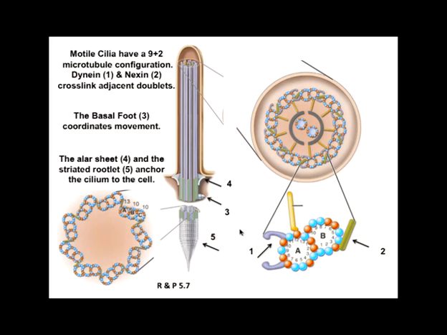Cilia are present in many regions of the body, particularly the respiratory tract, in the female reproductive tract, in the oviduct, and of course in the flagellum of the sperm. And the flagellum of the sperm and the cilium are working in the same way.